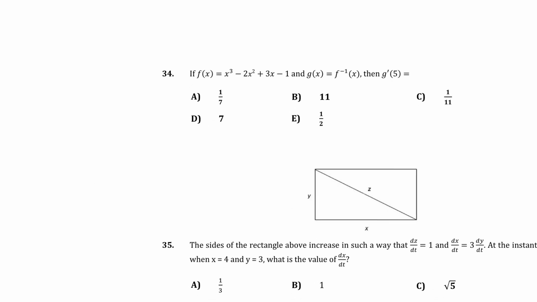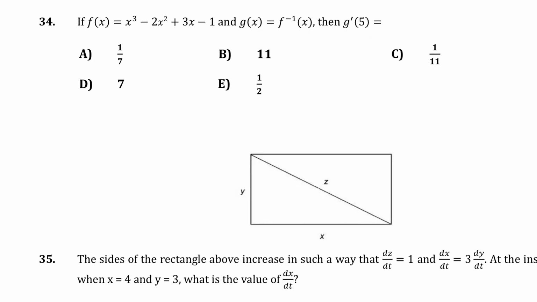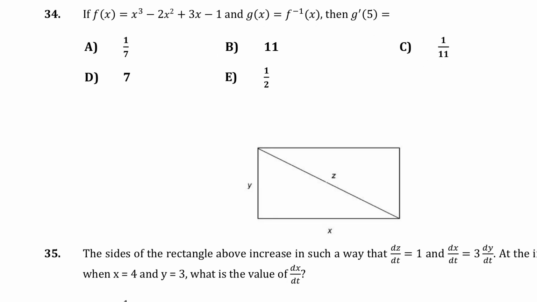Number 34 is, if f of x is equal to x to the third, that thing, and g of x is the inverse of that, then what's g prime of 5? So I'm going to copy this here so I have more room.